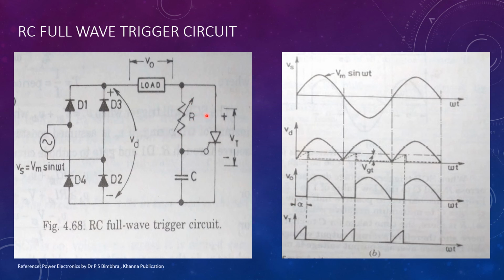If the value of this resistance R is small, the time required for the capacitor to charge up to VGT is smaller. During this interval between omega t equal to 0 to alpha, the value of Vg is less than VGT. Therefore, the thyristor acts like an open switch and the entire source voltage appears across the thyristor. At omega t equal to alpha, the capacitor voltage equals VGT and the thyristor turns on. Therefore, the voltage across the thyristor is 0 and the entire source voltage appears across the load.